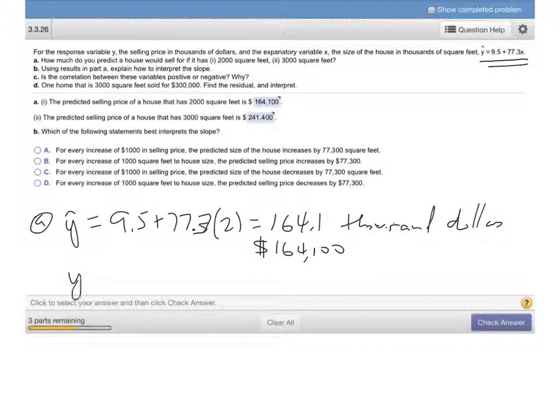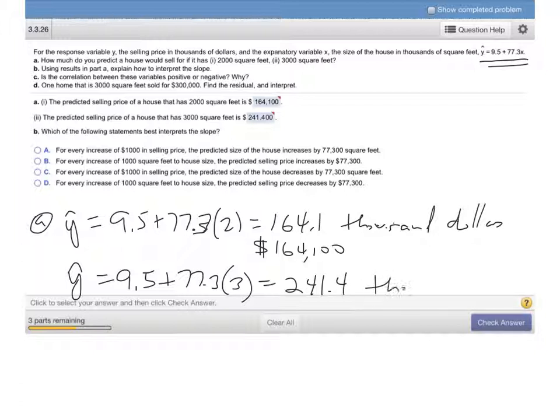The second value to plug in is 3,000. So if you got that one right, then I'm sure you got this one right, because we're doing the same thing. We get 3, and so when you plug that in, you get $241.4 thousand. And so if we write that in just plain dollars, it would look like $241,400. So that's where they're getting the answers that go here.